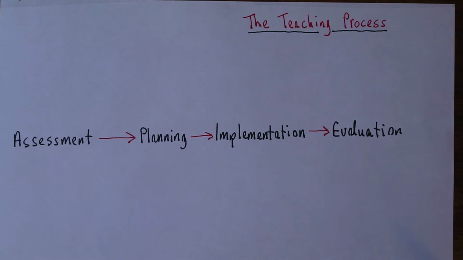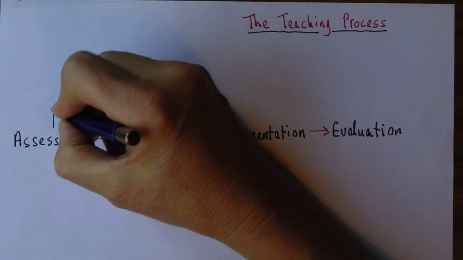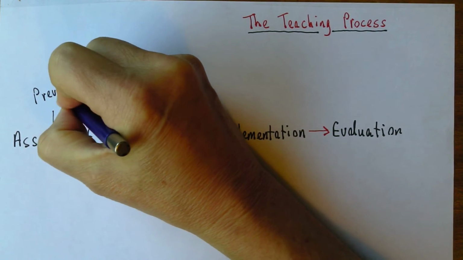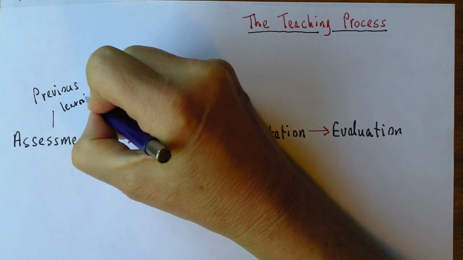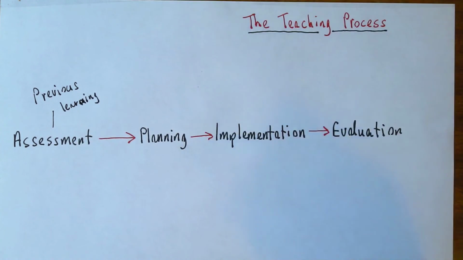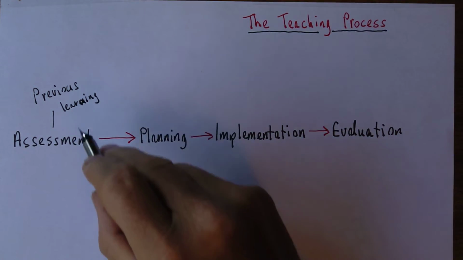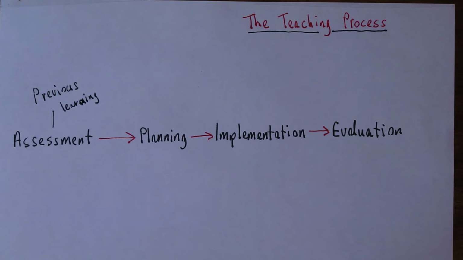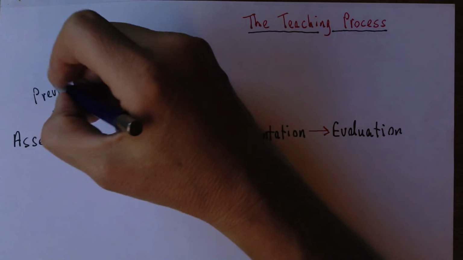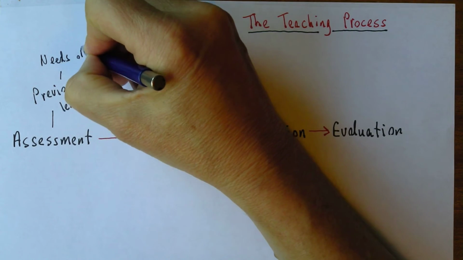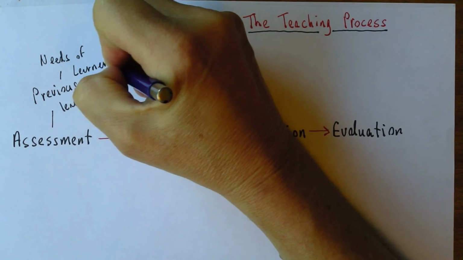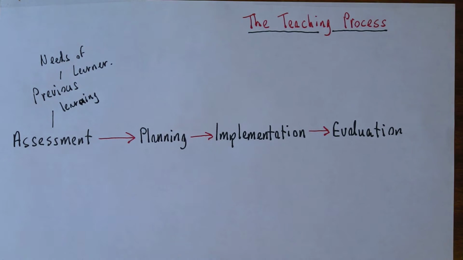So assessment. Well, let's take into account the student's previous learning. What the student already knows. The most important thing in education is assessing what the student already knows and teaching them accordingly. So this will help us work out the learner needs, the needs of the learner. Because we have to be student focused, we have to focus on the student.